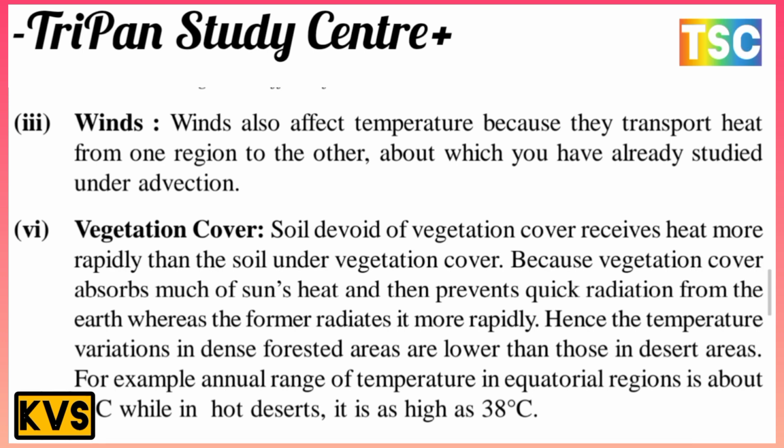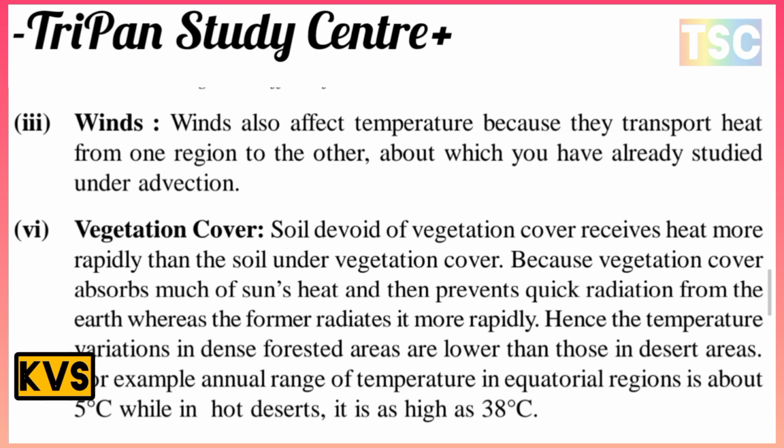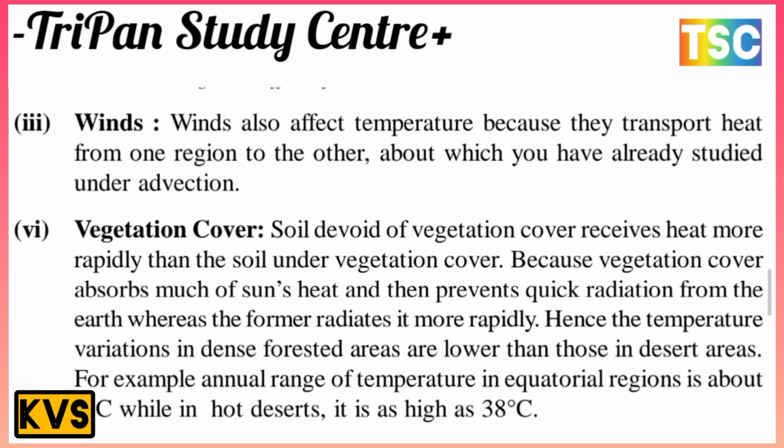The next is vegetation cover. Soil without vegetation cover receives heat more rapidly than soil under vegetation cover, because vegetation cover absorbs much of the sun's heat and prevents quick radiation from the earth, whereas bare soil radiates it more rapidly. Hence the temperatures in dense forested areas are lower than those in desert areas. Vegetation cover is an important influence on temperature.